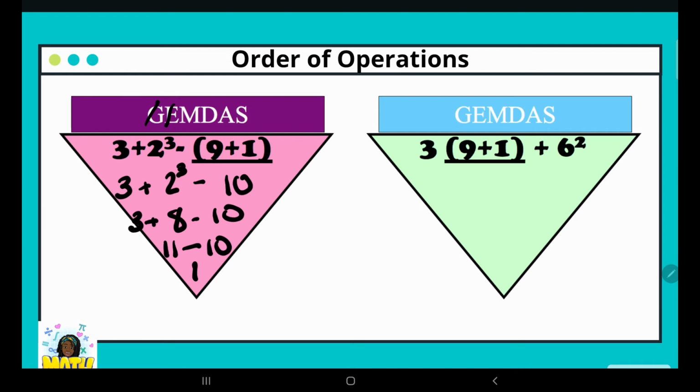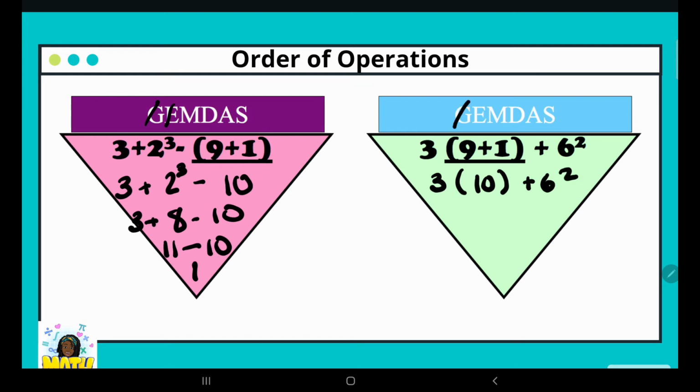Now let's follow that same process here. So again, I'm doing my grouping symbol. So 9 plus 1 is 10. And because I have this 3 on the outside and I know that's multiplication, I'm going to rewrite this product inside the parentheses just to show that I'm multiplying. You could have also inserted a multiplication symbol here. That's completely okay. So I completed my grouping symbol.